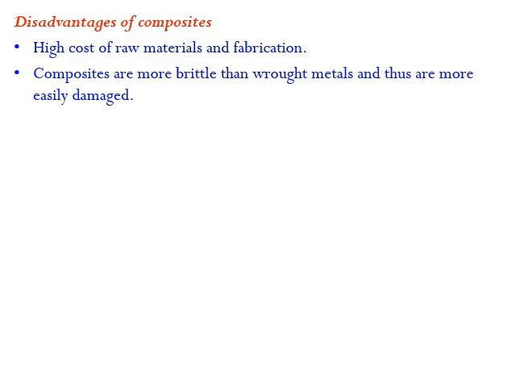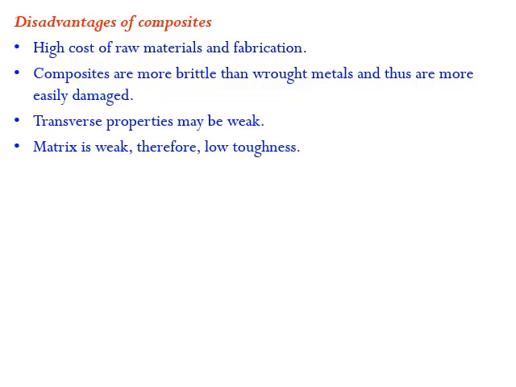So what are the disadvantages normally associated with the composite material? The very important thing first is high cost. Composites are more brittle than wrought metals and more easily damaged. Transverse properties are weak. Whenever we concentrate on any one direction, the properties in the opposite direction, that is 90° to the tailored one, are very weak. The matrix is weak, therefore low toughness. Reuse and disposal may be very difficult.